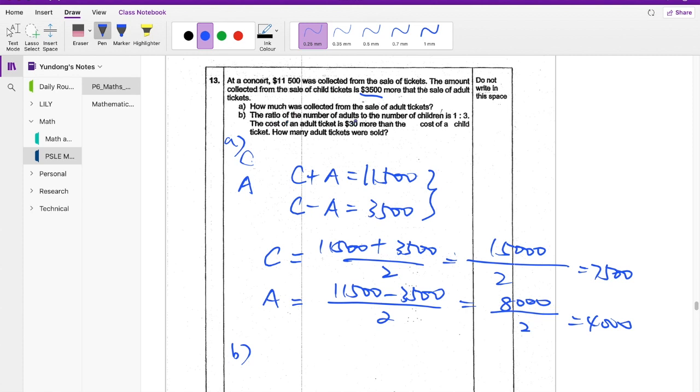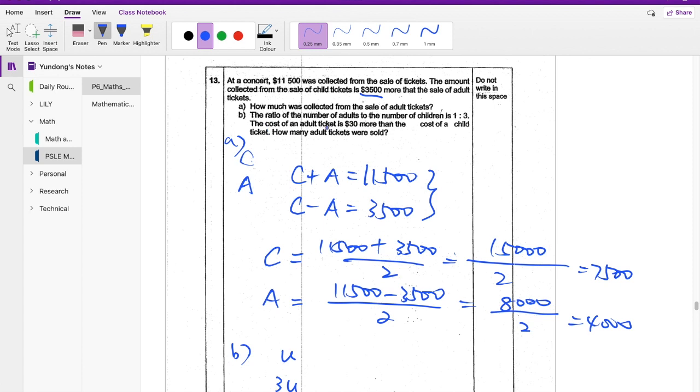Then it said the ratio of number of adults to number of children is 1 to 3. The cost of an adult ticket is 30 more than the cost of a children ticket. How many adult tickets were sold? We see here the total amounts for adult and children are already there. We assume adults are u. The ratio of number of adults to number of children is 1 to 3, right? Then children would be 3u.